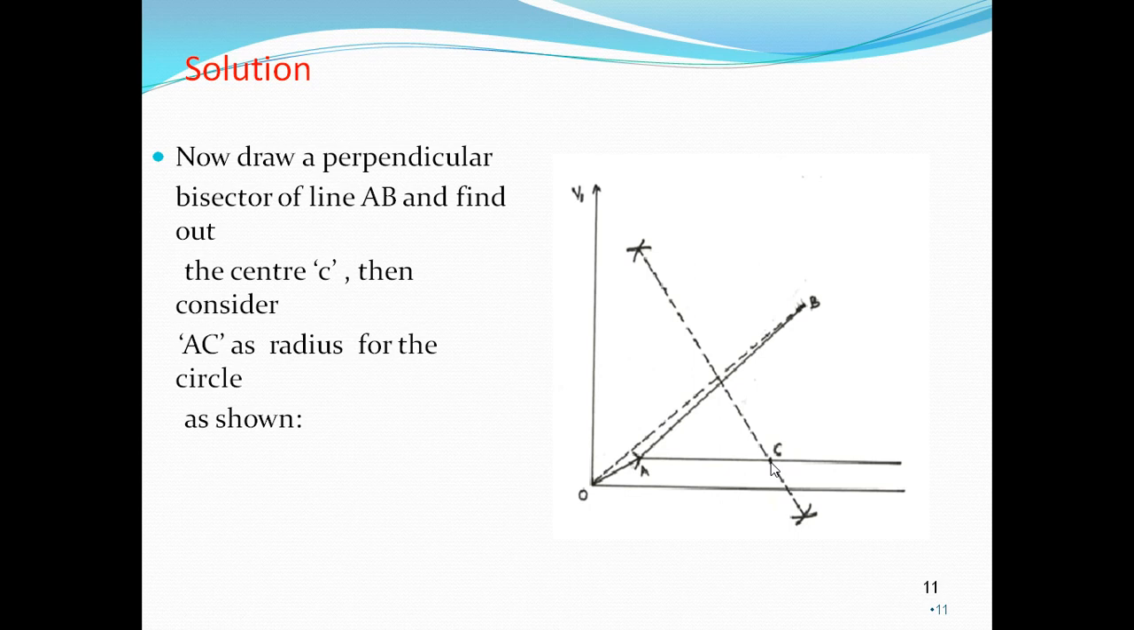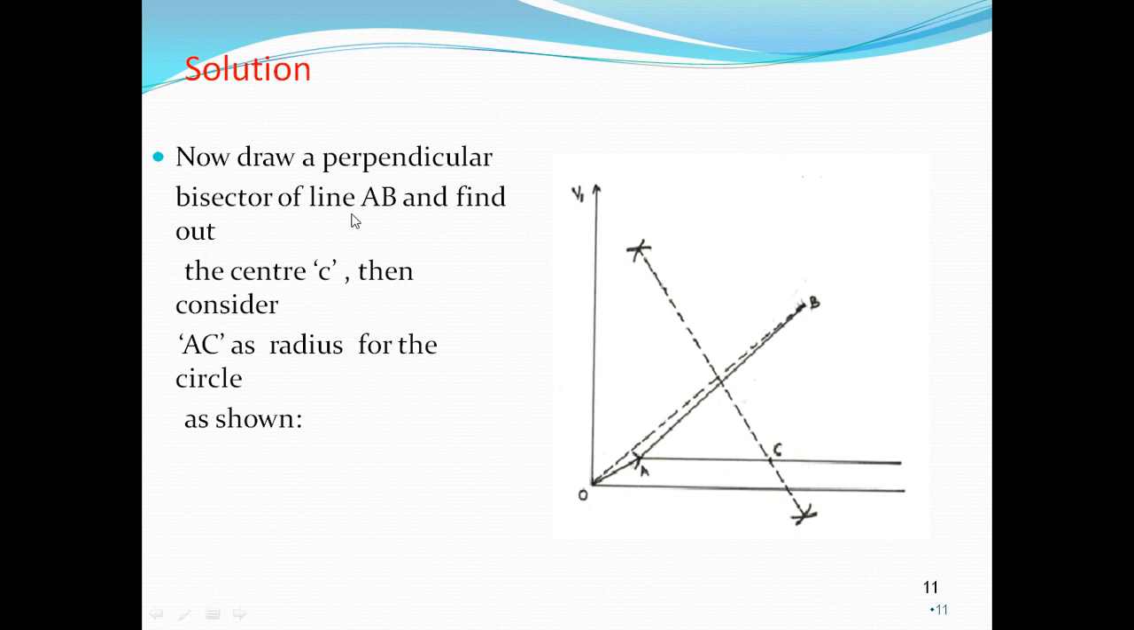You take this point C as center and AC as radius. Draw a semicircle which touches the point B. That is A, B, D. For that semicircle A, B, D, you will get the semicircle. So this is how we can draw it.